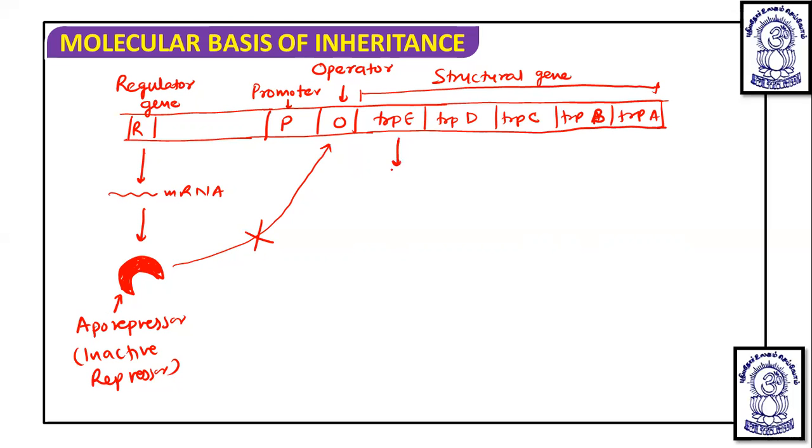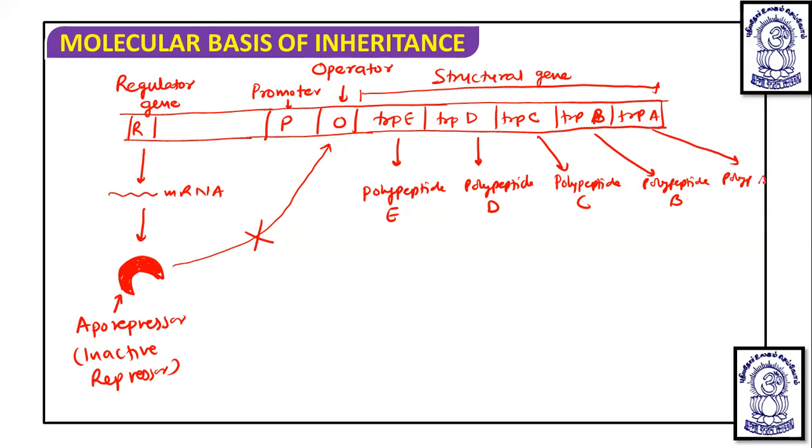So trpE is going to form polypeptide E, trpD forms polypeptide D, trpC forms polypeptide C, trpB forms polypeptide B, and trpA forms polypeptide A. Now we know that the E and D polypeptides combined form enzyme 1. trpC is going to form enzyme 2, and B and A are going to form enzyme 3.